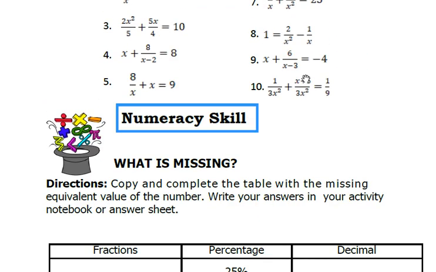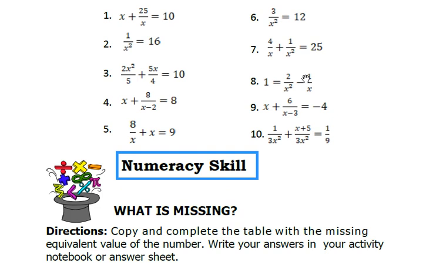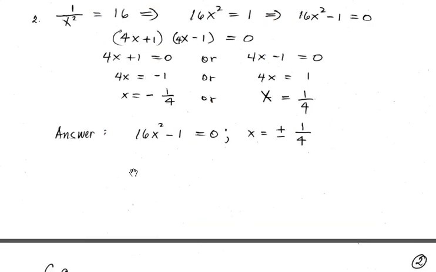The original expression in number 2 is a simple rational expression or equation. 1 divided by x squared equals 16. For the solution, this becomes 16x squared equals 1. And this is equivalent to 16x squared minus 1 equals 0.